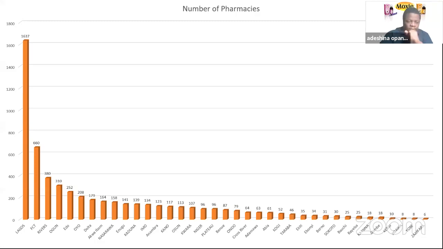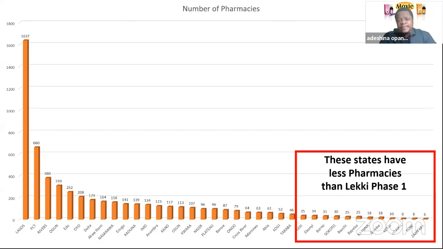And so even though we said that about 2,000 pharmacies in Lagos, last year only 1,637 registered. And then you can see, of course, the number continues to dwindle as it goes down. While we said Abuja had about 1,000, we have only about 660 here. But that's not where we are going. Now, let us look at this dynamic that we have here.